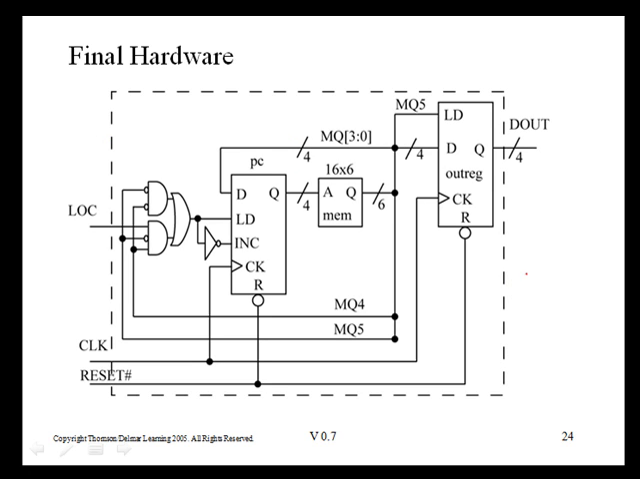This slide shows the final hardware for our computer. These gates right here implement the Boolean logic on the previous page. Notice that our load true reset line here is tied to the asynchronous reset line of our program counter and also to our output register. This means that at power up, when we assert reset, we're going to fetch our very first instruction from location 0 because this register will be set to 0. Also, our dout bus at power up reset will contain the value of 0.